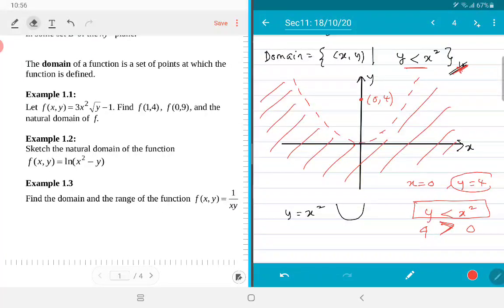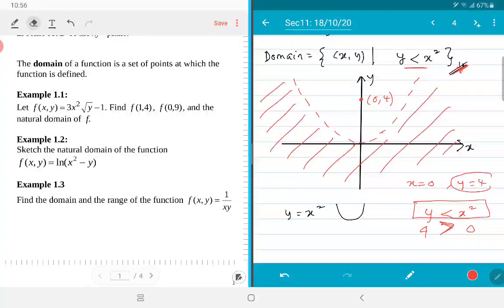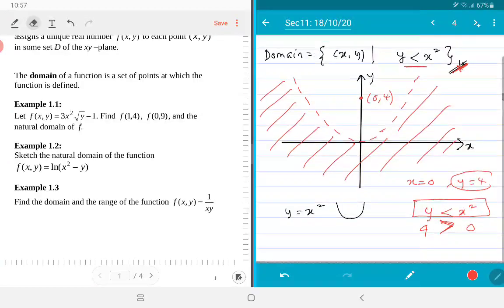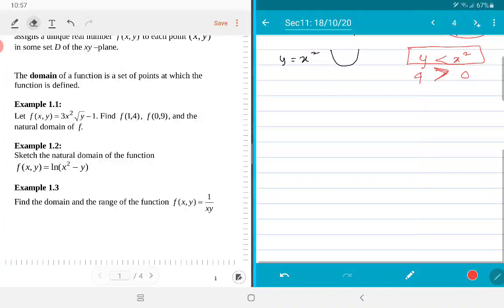Next example is example 3. Find the domain and the range of the function f of x equals 1 over x squared. Example 3.